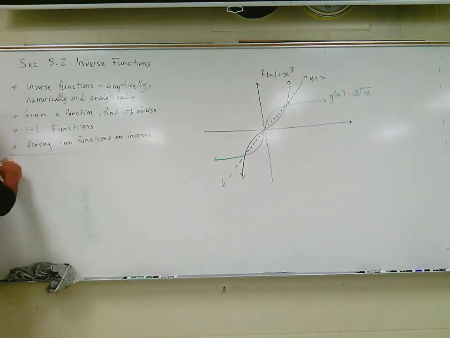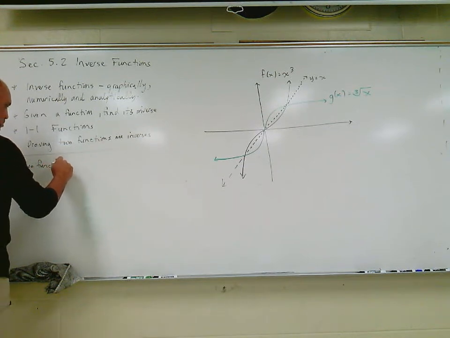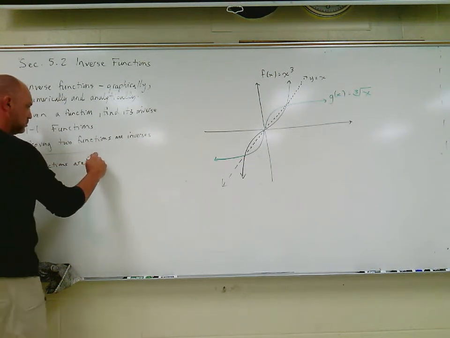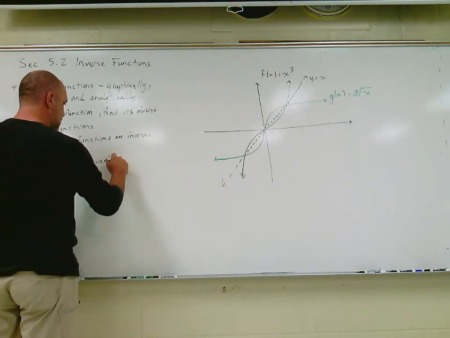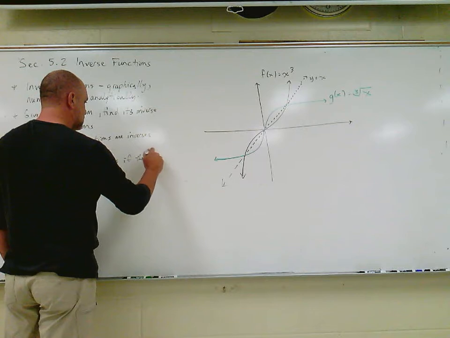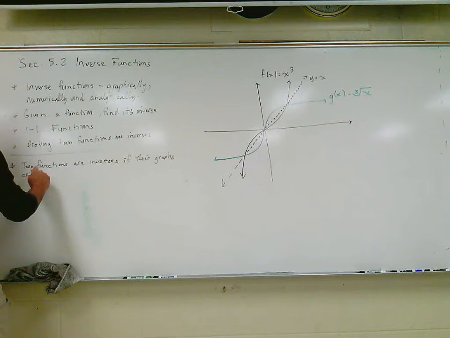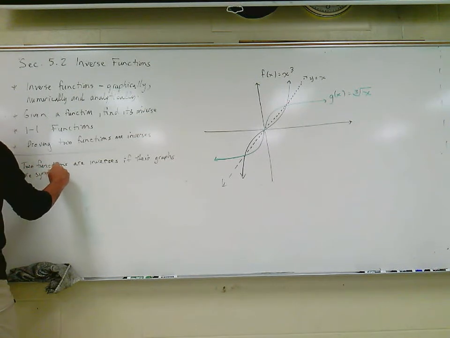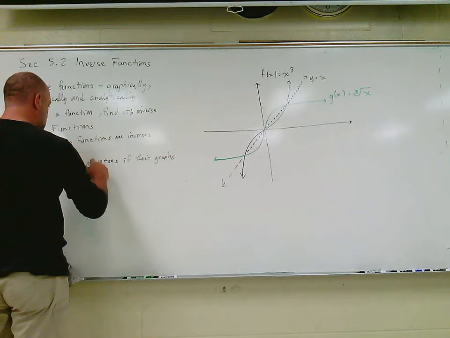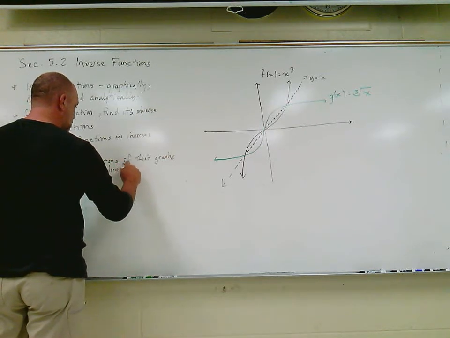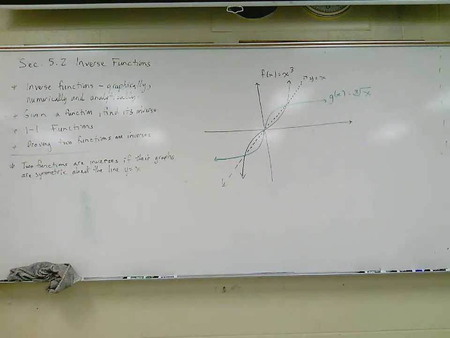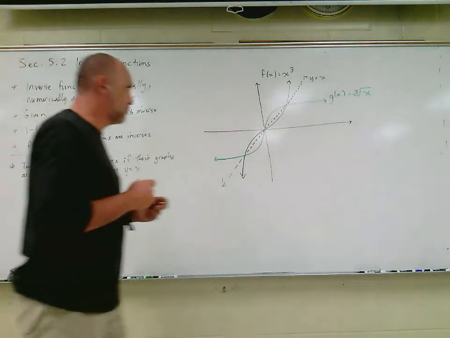So we can make that note. Two functions are inverses if the graphs are symmetric about the line y equals x. Okay? So they have to have the mirror image on each side of the graph. Now I'm going to show you what it means. What does that mean if we have the mirror image?